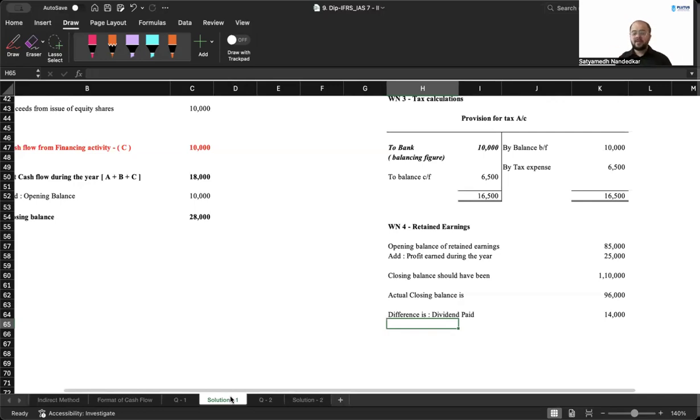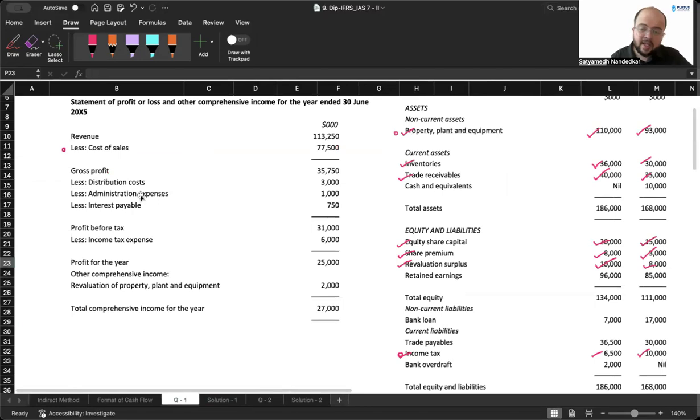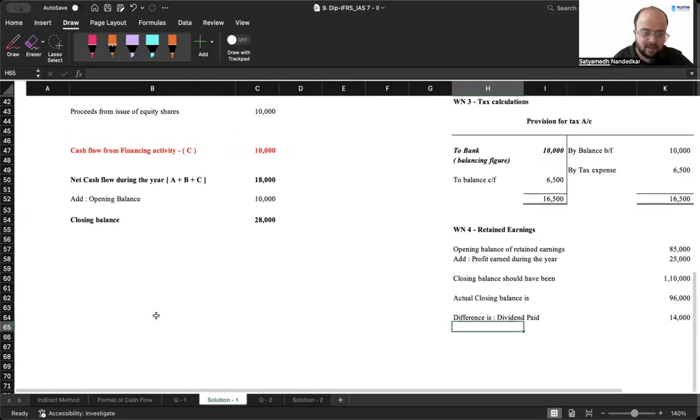So why is the balance in your retained earnings lesser? The only explanation for this is when the company has paid a dividend. So there is a hidden adjustment. This is not a direct adjustment. This is a hidden adjustment. And payment of dividend is cash flow under financing activity.